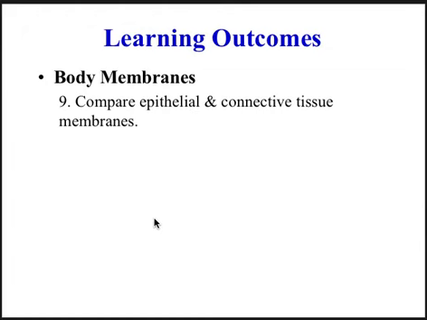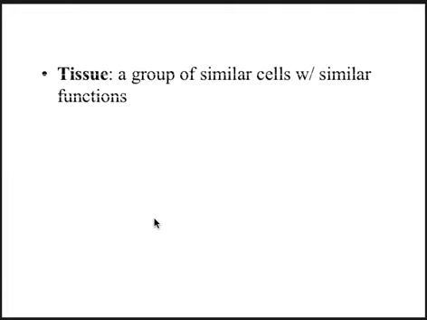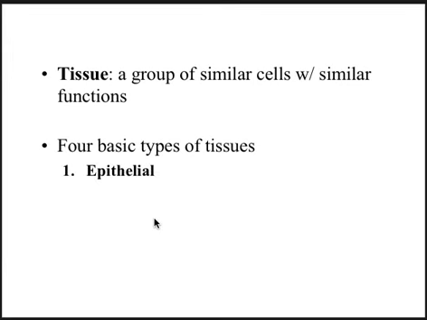We'll talk about the composition of epithelial and connective tissue membranes in the body and give examples of each type. So what is a tissue? Well, a tissue is a group of cells with similar characteristics that do something as a team that a single cell could not perform on its own. And there's four basic types of tissues.